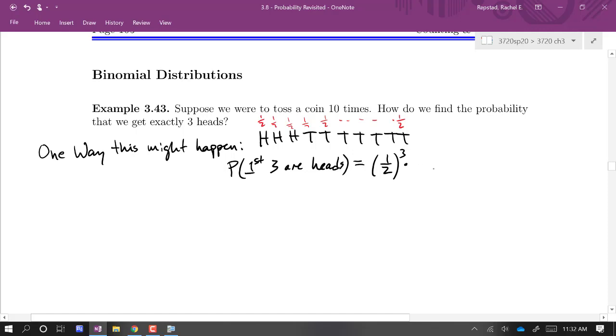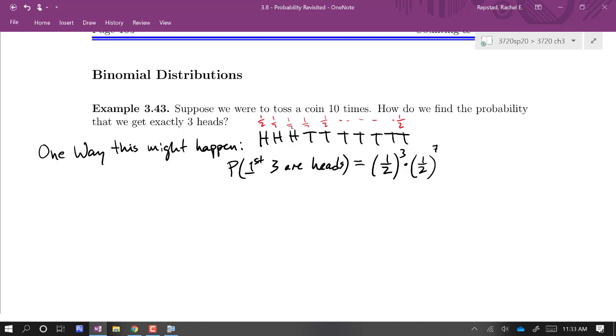And then I'm going to multiply that by the number of ways to get 7 tails right after. And that's also 1/2. You might ask, why am I not just calling it 1/2 to the 10th? We'll see why in a moment. But I'm trying to separate out the heads events from the tails events in this calculation.